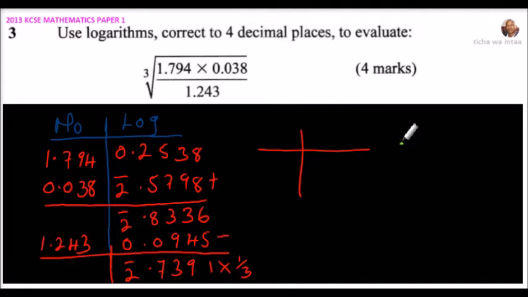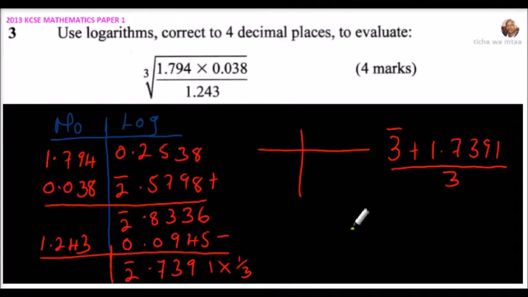This number can be written as bar 3 plus 1.7391. The reason being, if you add bar 3 plus this whole number 1, it will come to bar 2. So we have not changed our number. Then because we cannot divide bar 2 by 3, we cannot mix the two numbers. So we write bar 3 divided by 3, that will give you bar 1.